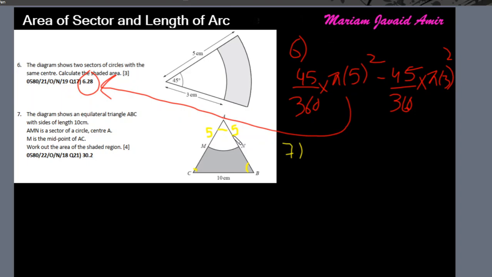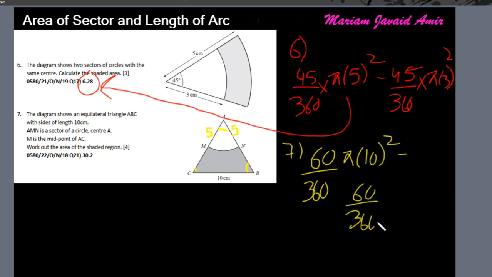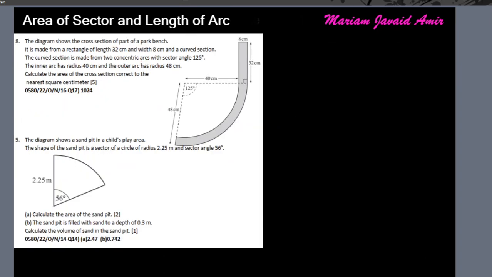So again, area is total area, 60 over 360 times pi times 10 squared, minus 60 over 360 times pi times 5 squared. So total area minus unshaded area. So we should get this answer. Question number 8.